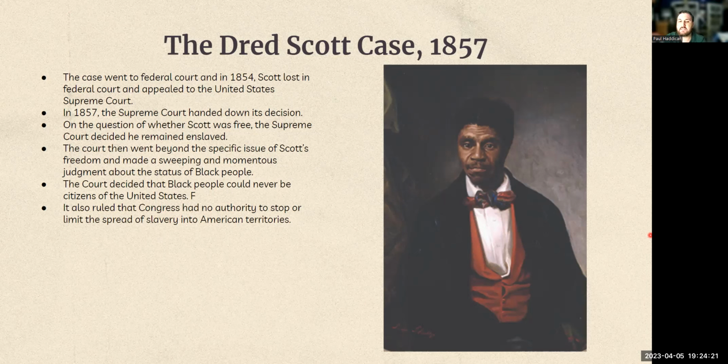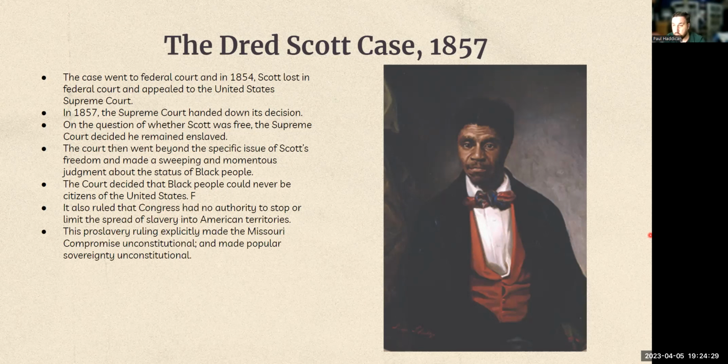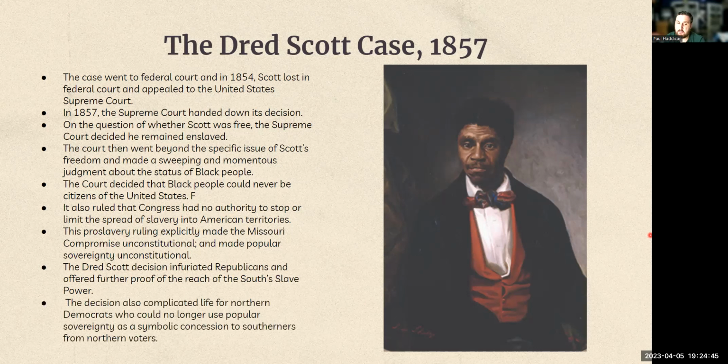It'll also rule that Congress has no authority to stop or limit the spread of slavery in the American territories. And so this is a very explicit pro-slavery ruling that will make the Missouri Compromise unconstitutional and make popular sovereignty unconstitutional, which will just anger the Republicans in the North and show to them further proof of the reach of Southern slave power. The decision also complicates life for Northern Democrats. They can no longer use popular sovereignty as an example for the Southerners, right? It's gone now. They've been told they can't use it.